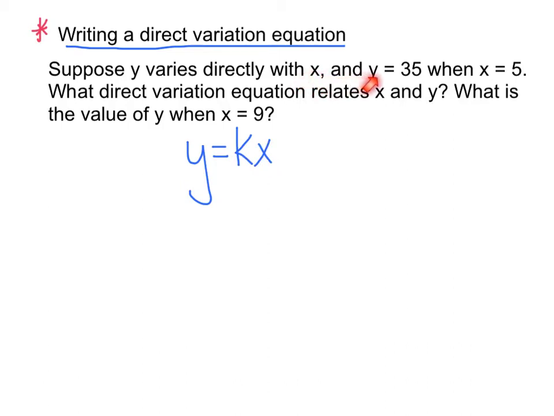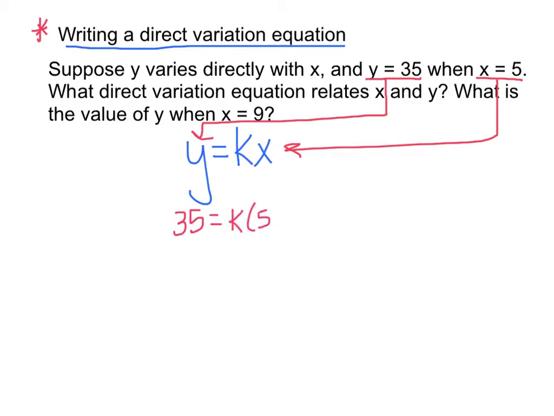Then y equals 35, x equals 5. What equation relates x and y? So what that means is they want you to write an equation. Then I want to know the value of y when x is 9. This is a very easy problem written with a very confusing question. All you do is plug in the two numbers. It's telling you to write an equation when y is equal to 35 and x is 5. So I would get 35 equals k times 5.